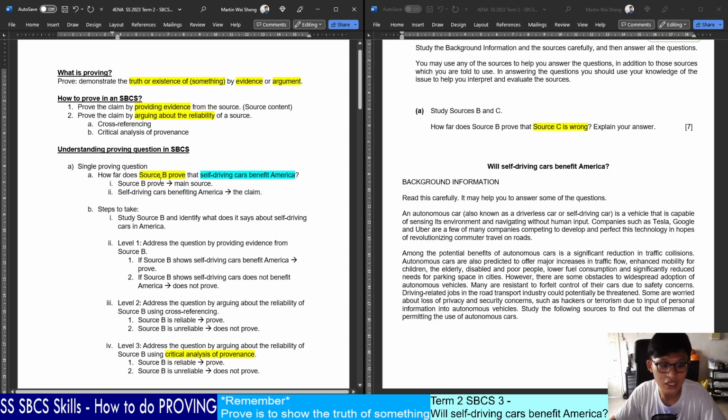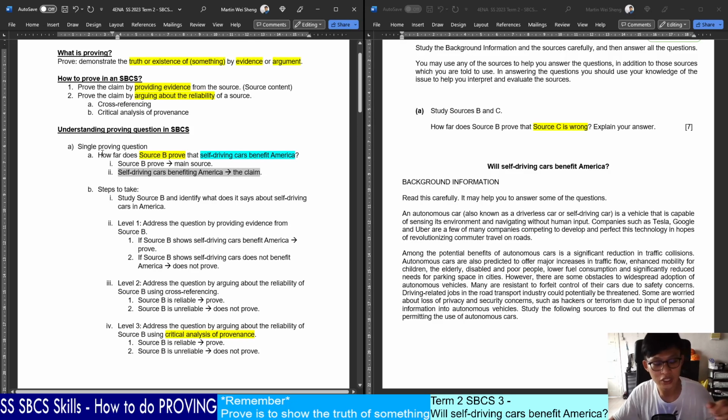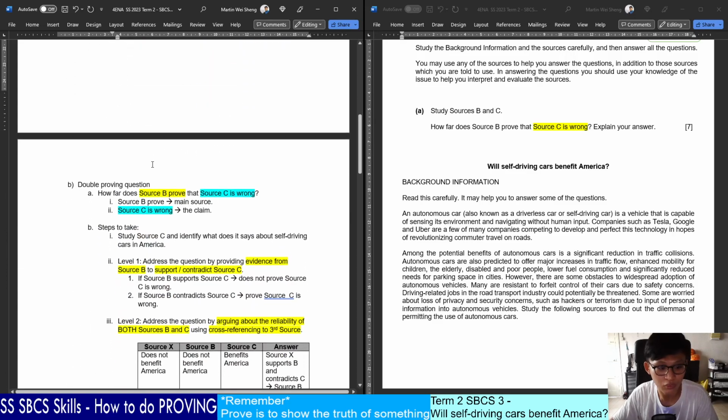Alright, so in this case, when we break down the question, we will have source B being the main source, and then the claim, self-driving car benefiting America. This is the statement which you have to prove true or false. So this is for a single proving question. Now, compared to a double proving question.